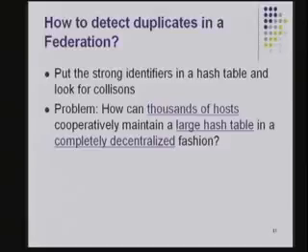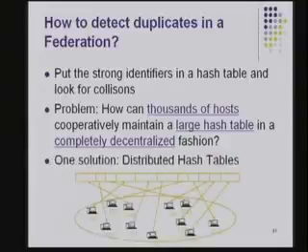Just a quick note about how to detect duplicates. The question was, if one has already registered some identifier, for example, a credit card number, and somebody else tries to register the same credit card number again, I should be able to detect that. To do that, you can just hash the identifiers and put them in one table. But if you have thousands of hosts and a large decentralized hash table, how do you really detect this duplicate? You can't have a centralized authority again. So to do that, you can have a distributed hash table.